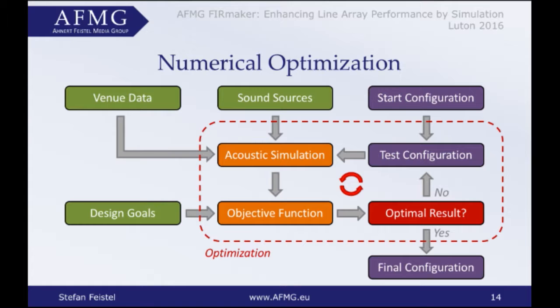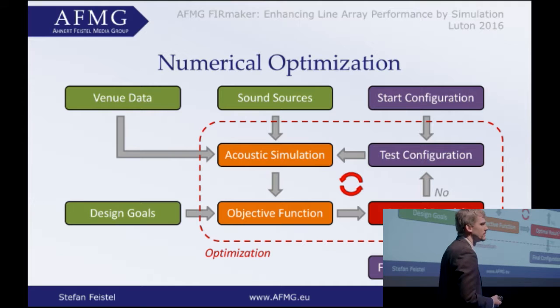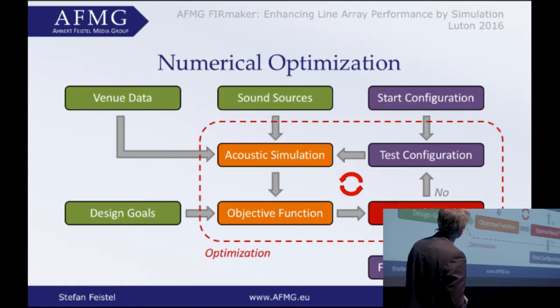And one implementation is now done with FIRmaker, but I want to explain here a little bit this backward process in more detail. And that's what we call numerical optimization, namely how the software computes, based on some input parameters, based on goals, the optimal configuration of the sound system. So what's the input data for this process? This is all happening on the software side, in the optimization algorithm.